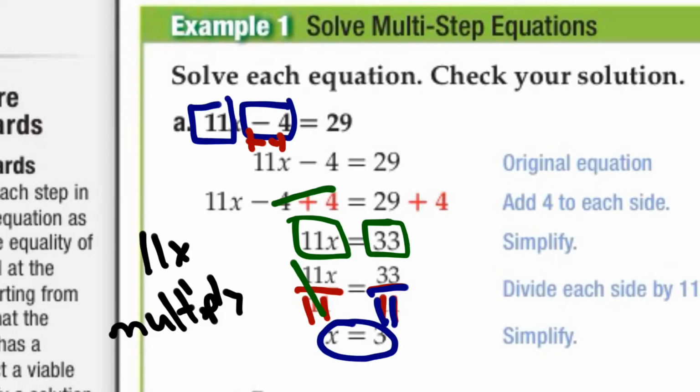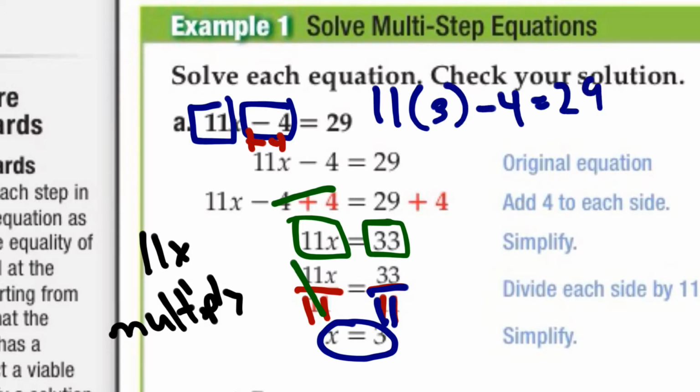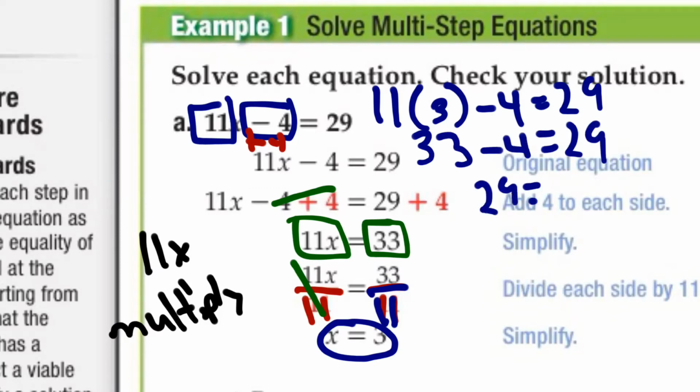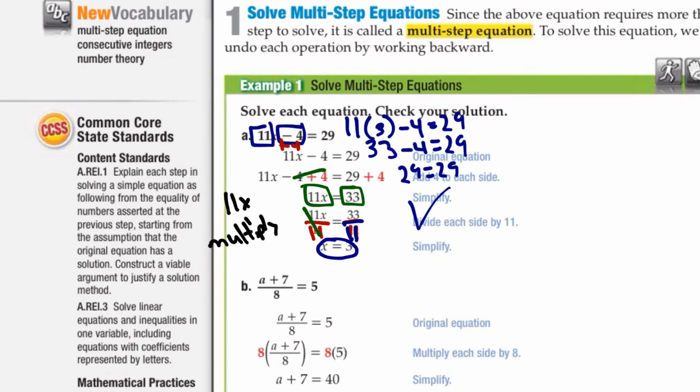If I wanted to check it, I plug it back in. 11 times 3 minus 4 equals 29. We have to see if that's true. 33 minus 4 equals 29. 29 equals 29. I am A-okay. So, I have it correct. Notice though the reason it's a multi-step is instead of just doing one, how many steps did we do? We had 1 and we had 2.